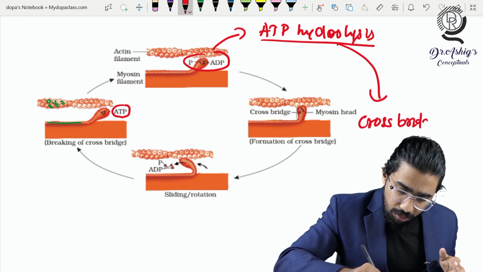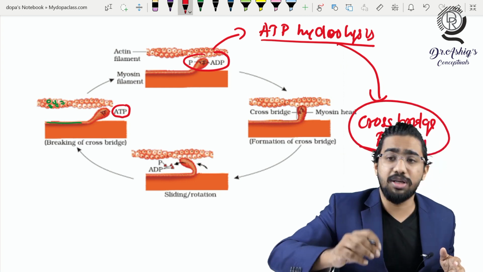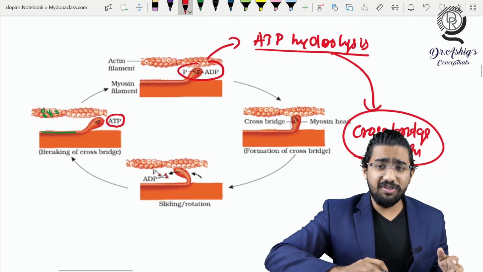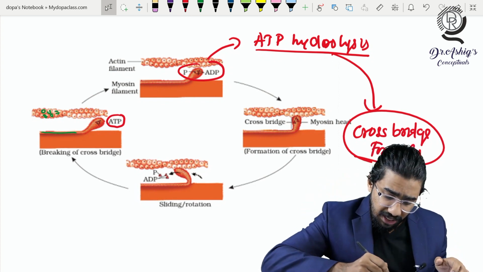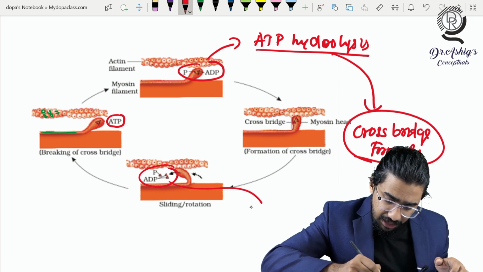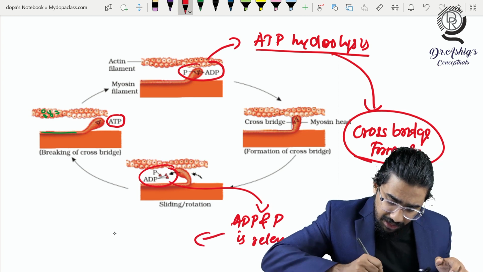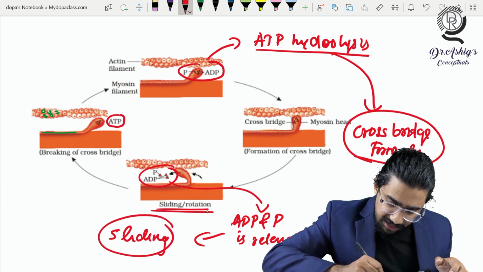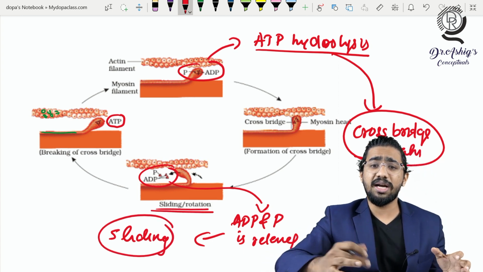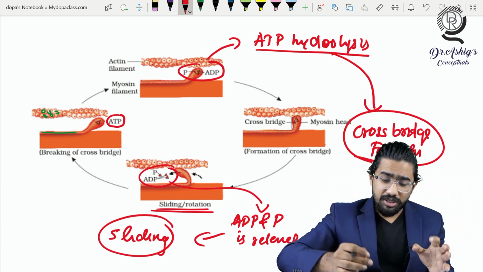Cross bridge formation. So how is the cross bridge formed? By the ATP hydrolysis. Okay, so the next step after the cross bridge formation is the pull over, or the sliding should occur. So how will the sliding occur? You can see that it is written here, ADP and phosphate is released. That will lead to sliding, or pull over, or rotation. It is written here, sliding or rotation. So how is the sliding or rotation occurring? ADP and phosphate is released, that will lead to sliding or rotation.